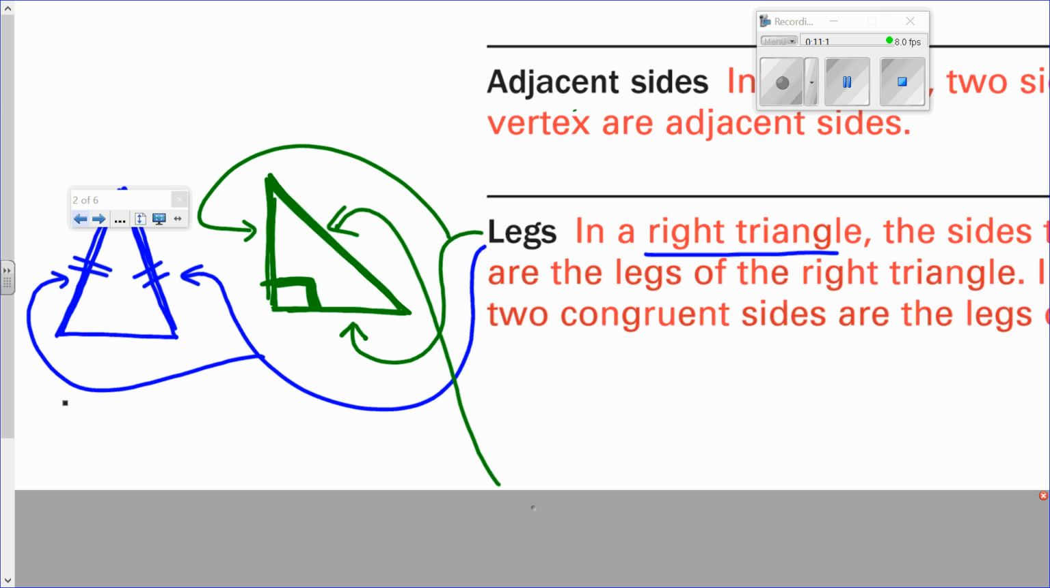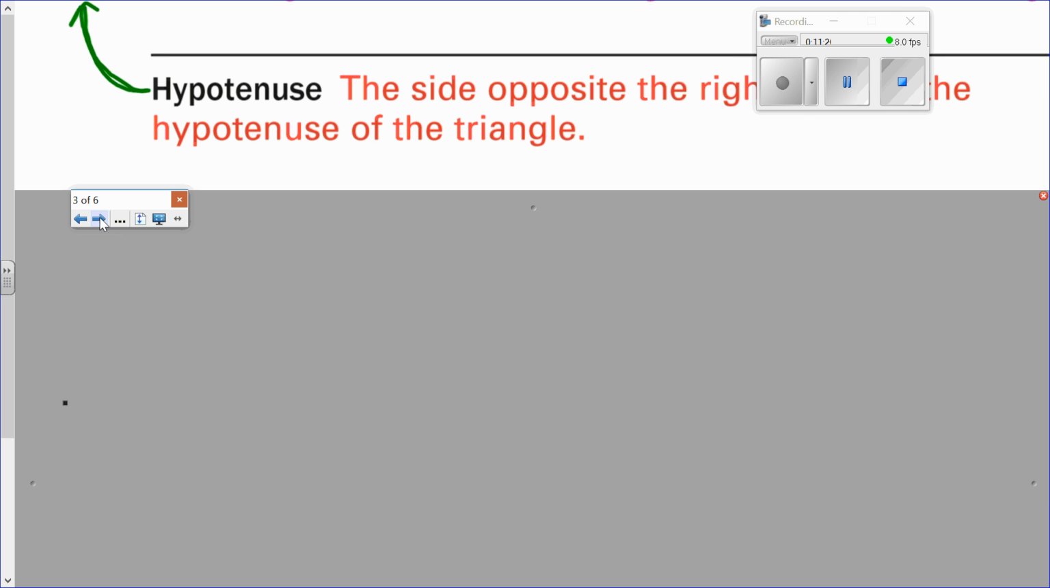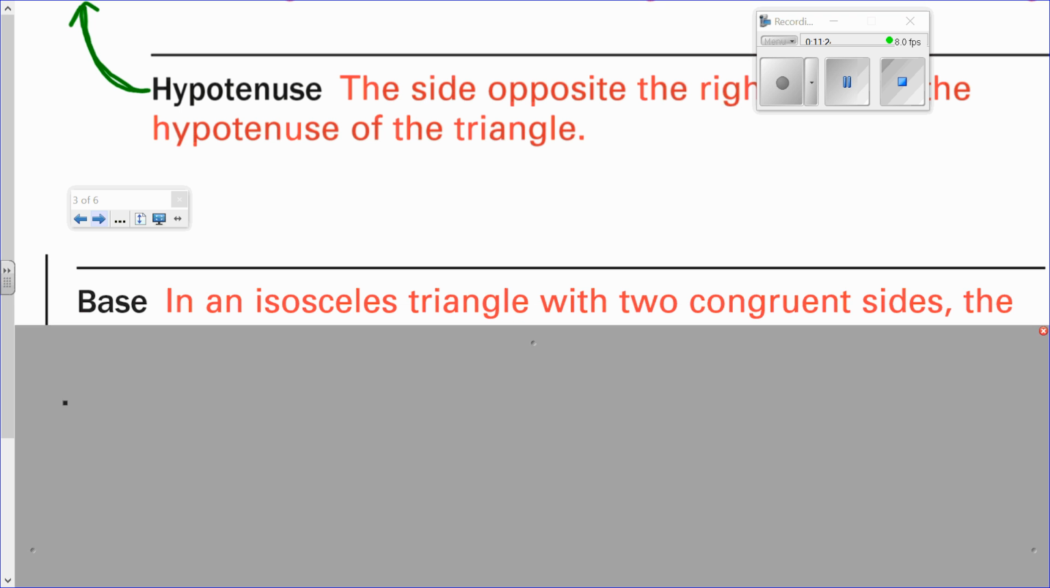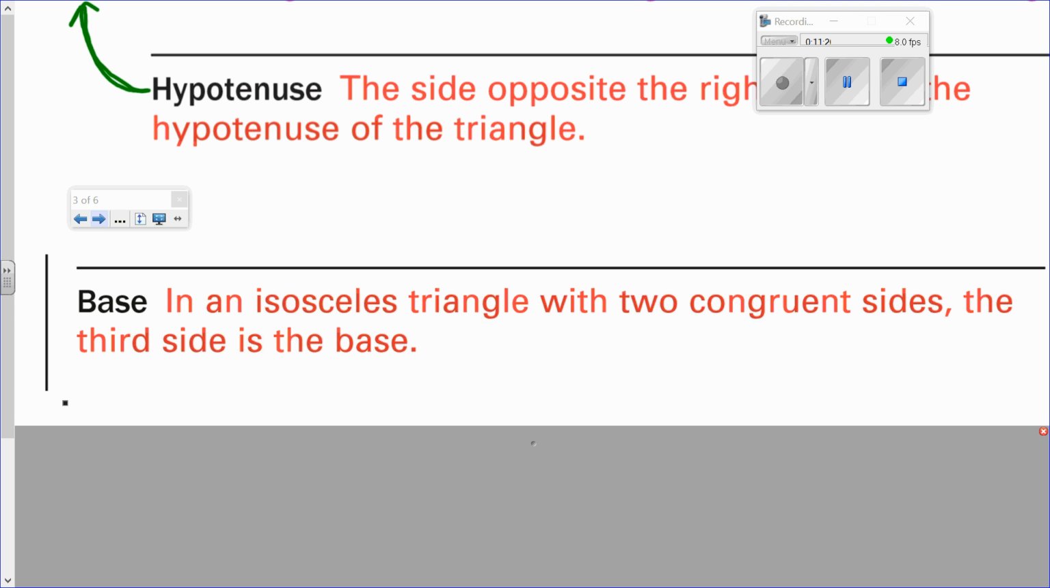So we've got hypotenuse and then last word for the day. Actually, two more. We're not gonna finish it all today. Next one is base. Second to last one.